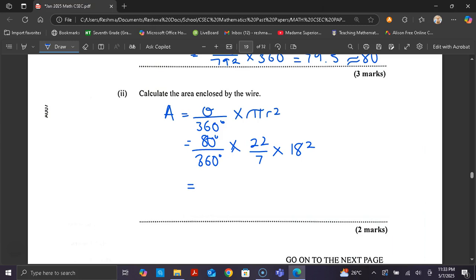So we could input this entire thing into our calculator. We have 80 divided by 360 multiplied by 22/7 multiplied by 18 squared. And that will give us, as a decimal again, 226.3 centimeters squared, which we can approximate to 226 square centimeters.